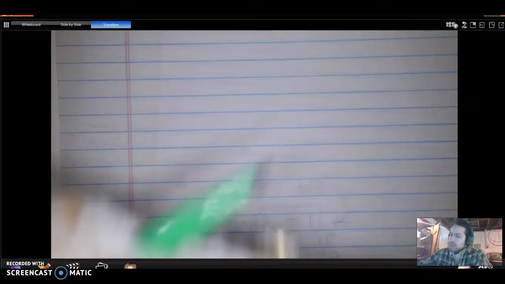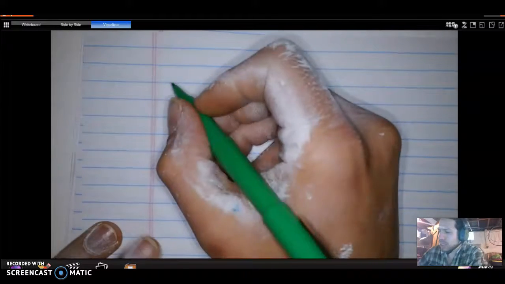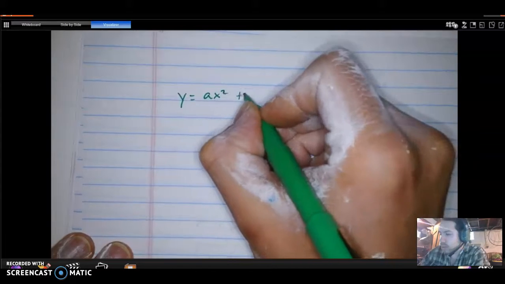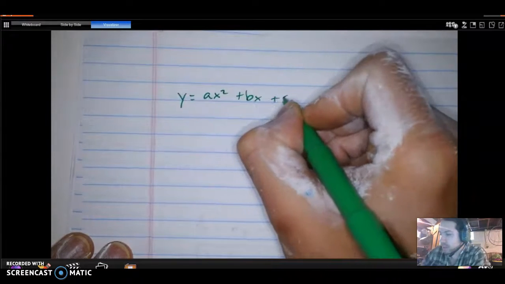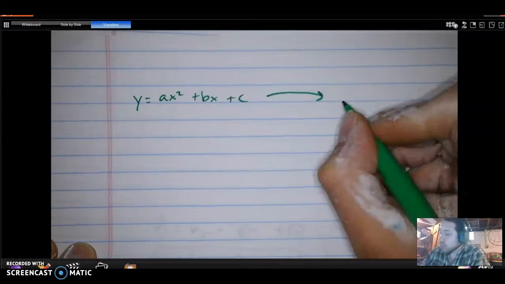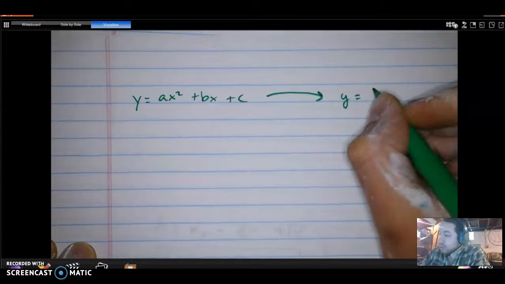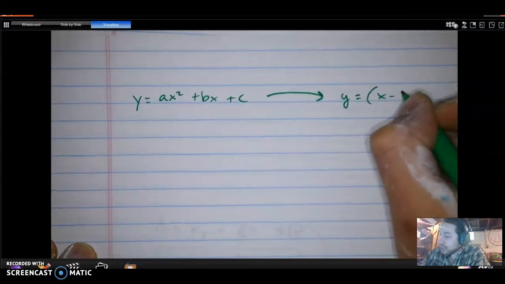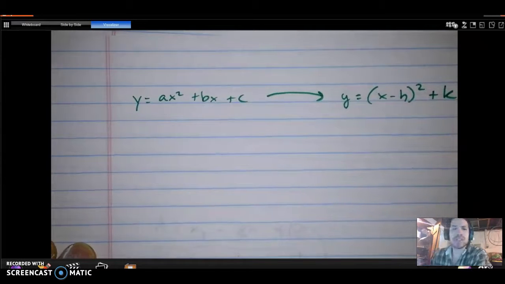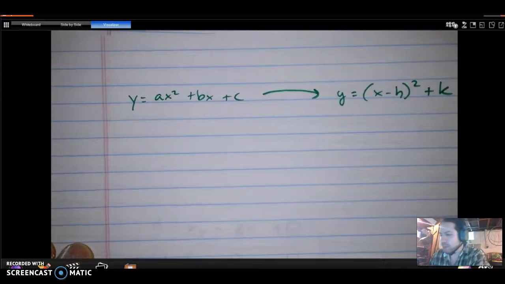All right, hey guys. We're going to look at one more completing the square example. And I think you'll see it's a little bit different than the one we did before. Remember, when we're completing the square, we're looking at y equals ax squared plus bx plus c. And then we're trying to get this in the form of y equals (x minus h) squared plus k. We're trying to do this for right now to get it into this general format.